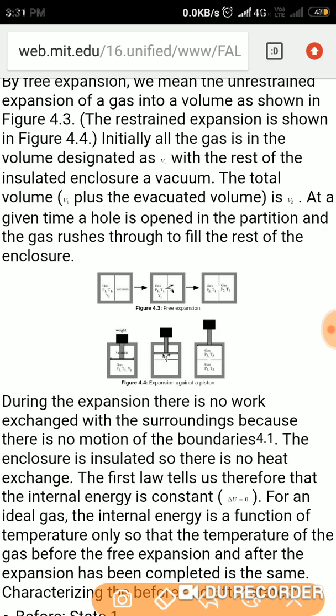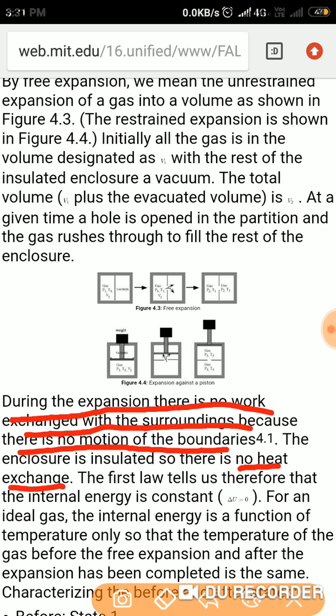During free expansion, there is no work exchange with the surroundings because there is no motion of the boundaries. So I have also told you that there will be no work done. Work done will be 0, and there is no heat exchange because the process is adiabatic. So according to the first law, the internal energy is constant.